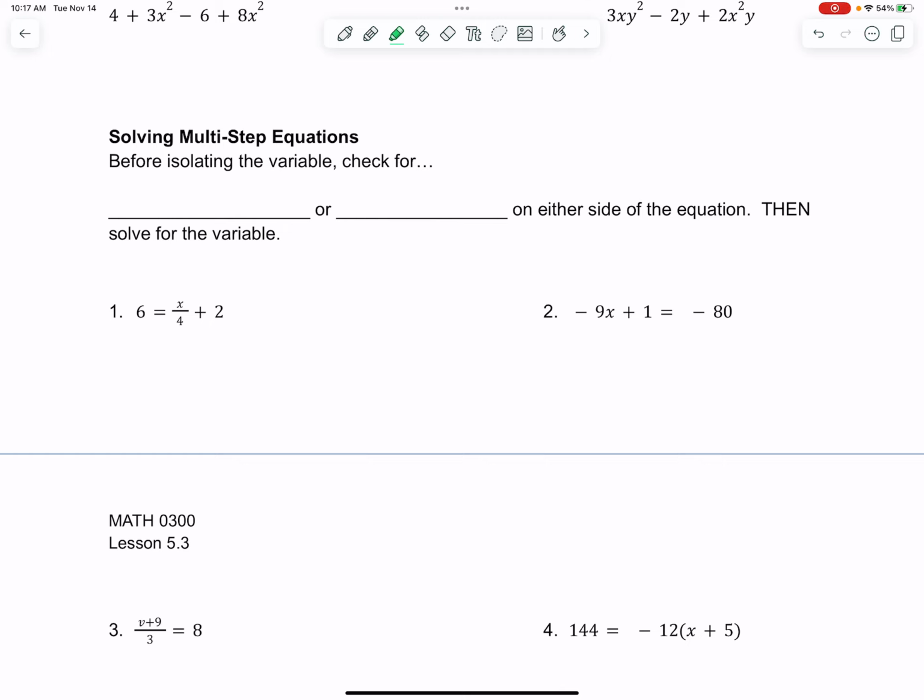Before we isolate, because remember, this is our goal, we want to check for like terms or operations on either side of the equation. Once we simplify, once we combine like terms, then we can work to isolate the variable. So we'll start with the first one.